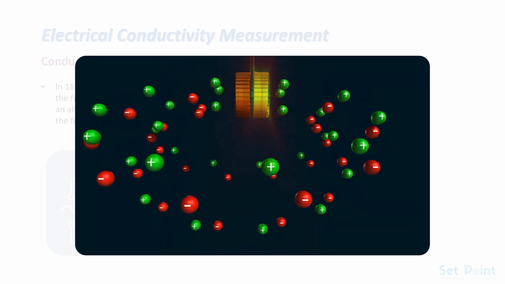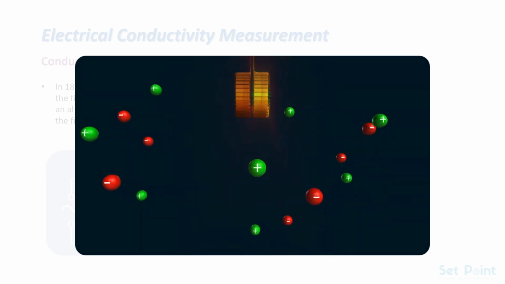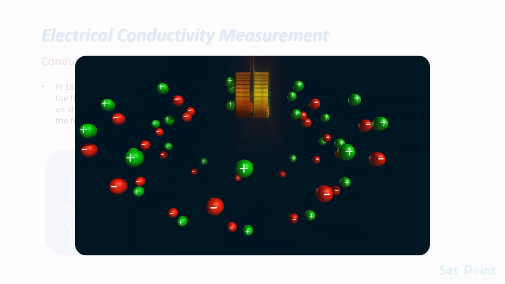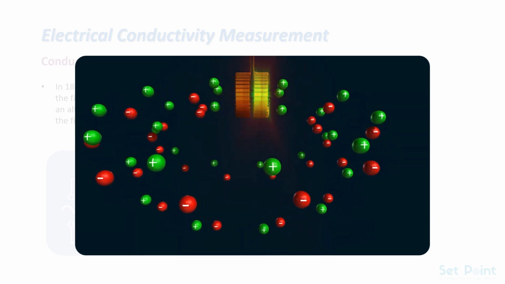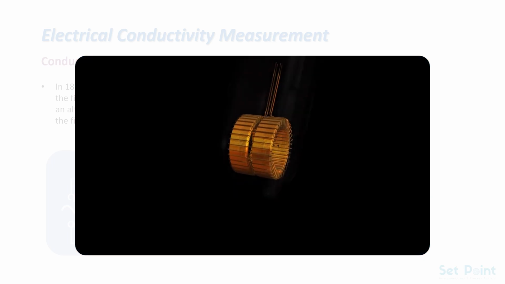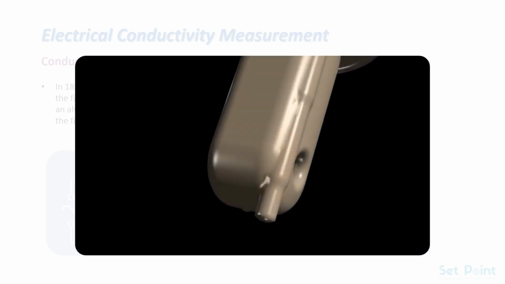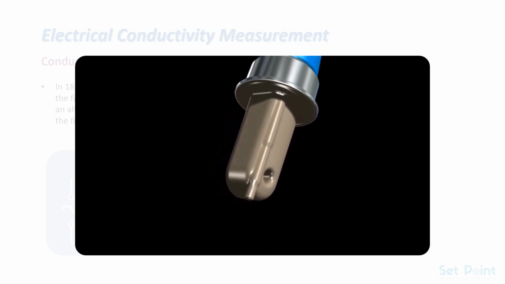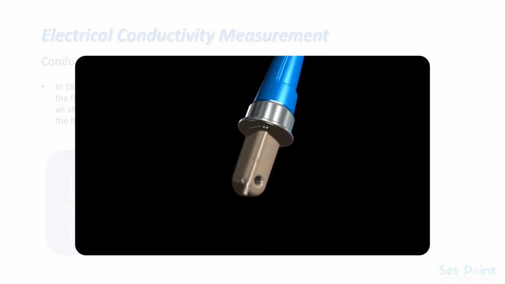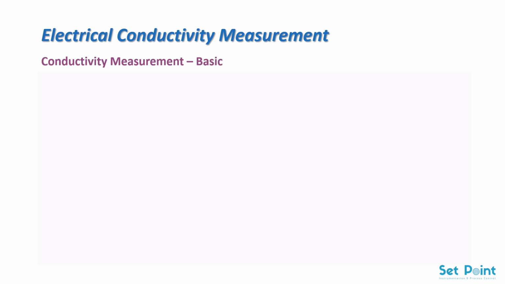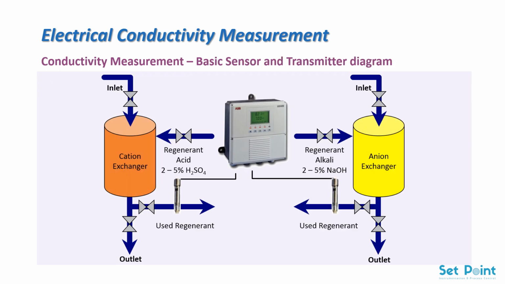The intensity of the current depends on the number of free ions in the medium. It is evaluated by the transmitter and the conductivity is calculated. The advantage of inductive conductivity measurement is the galvanic isolation from the medium. Polarization effects cannot occur and the measuring principle is insensitive to soiling. Here we have an application example of an electrical conductivity measurement.